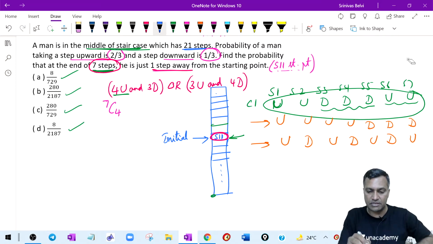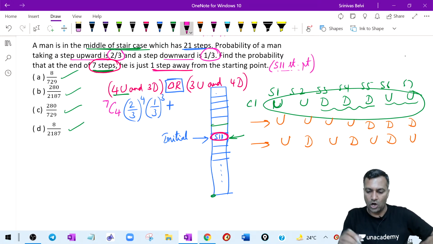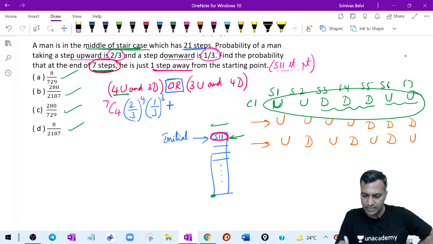Hey, what is the probability of going up? Probability of going upward is 2 by 3. How many times? 4 times. Okay. Probability of coming down, 1 by 3. How many times? 3 times. Plus. Or means plus. Fundamental principle of counting. Or means plus. Okay. Write the second side of the story.